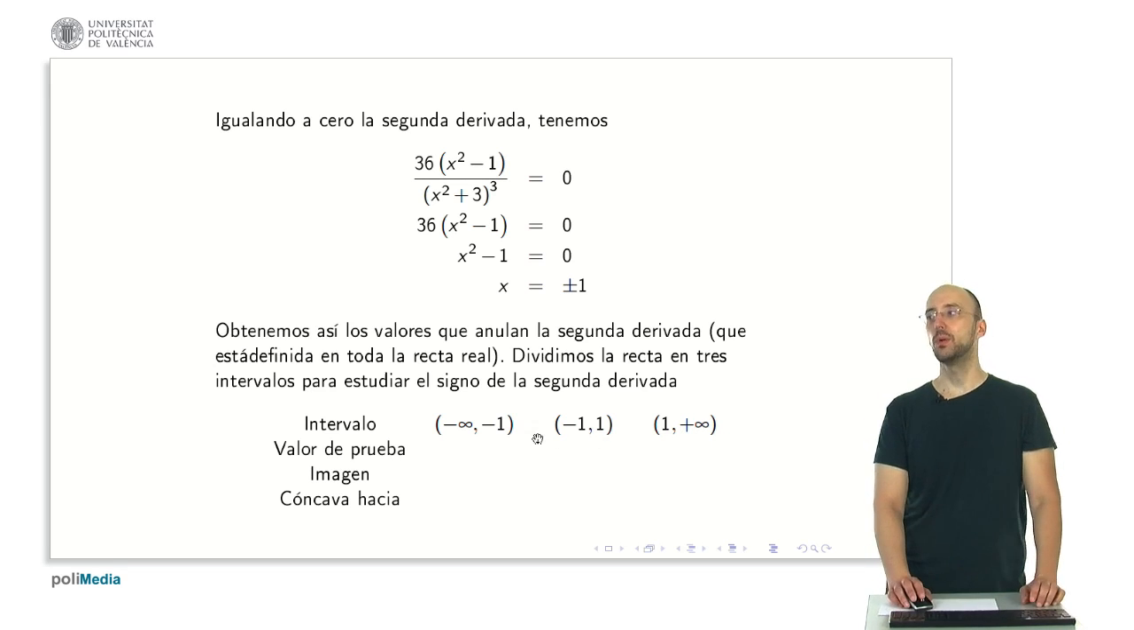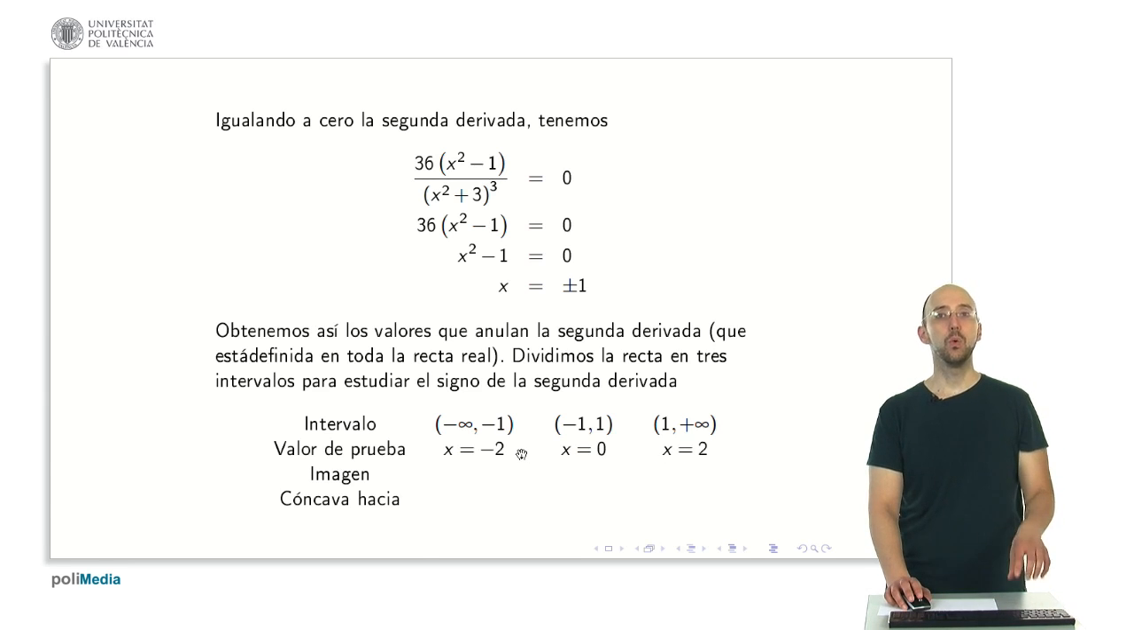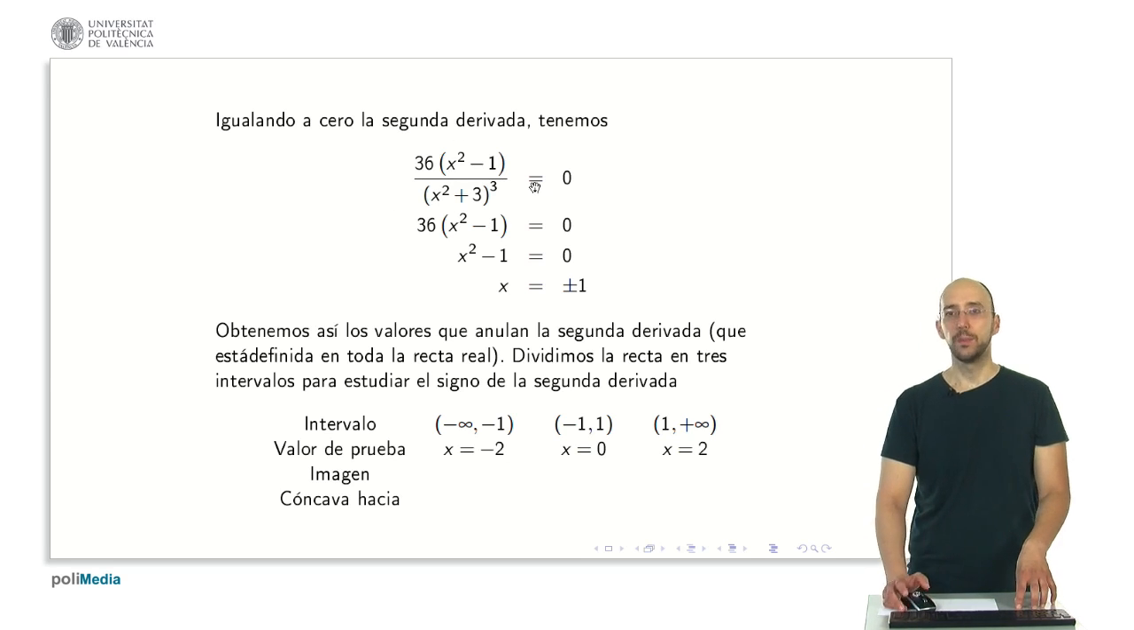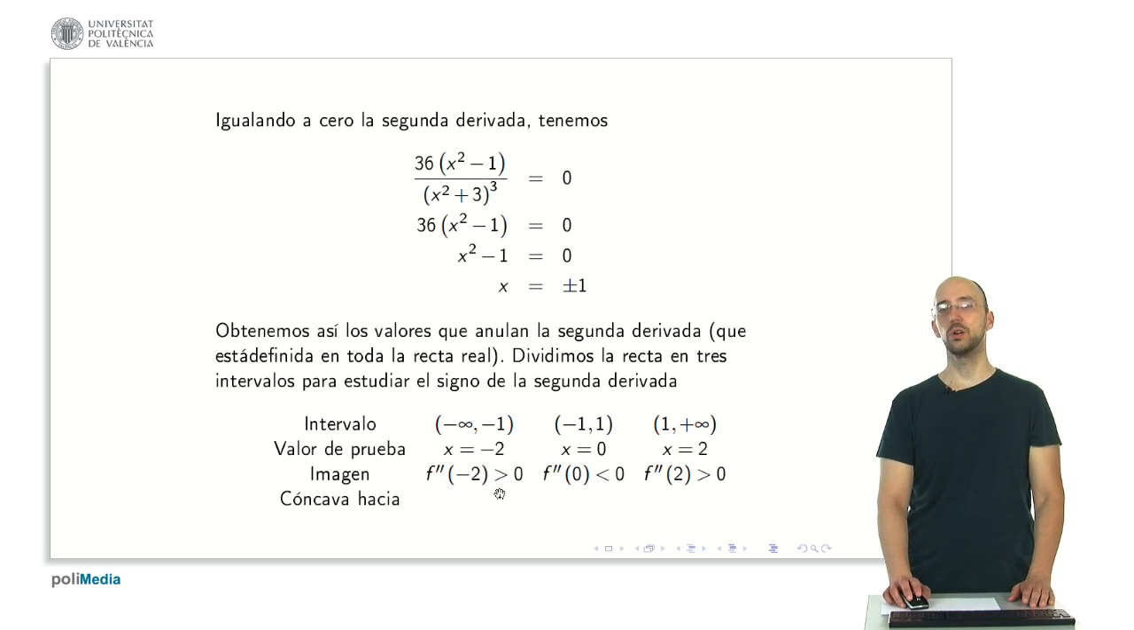How do we go about it? Well, I've chosen minus 2 from the first interval, 0 from the second interval, and 2 from the third interval. Next, we'll evaluate each of these test values in the second derivative, using the expression at the top. Without using an equal sign, of course, we'll assess whether it results in a positive or negative outcome.